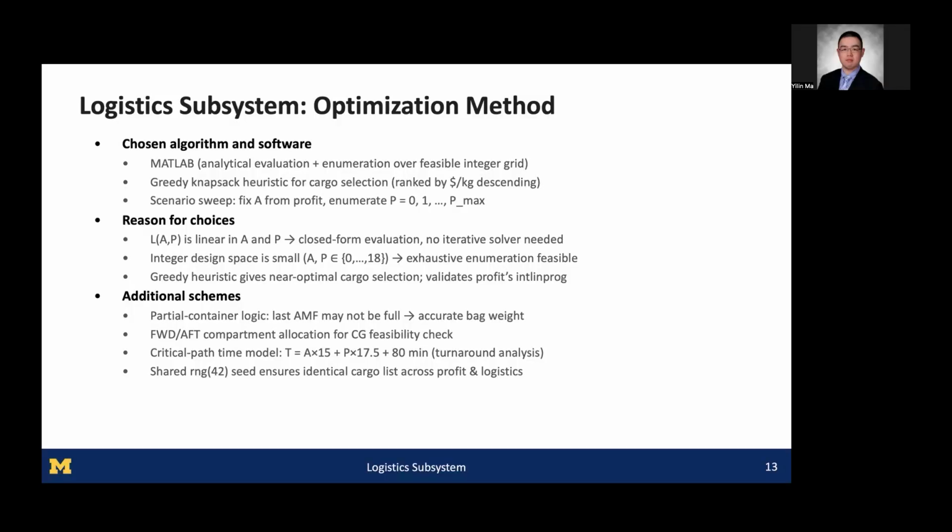We enumerate all feasible integral combinations of A and P in MATLAB, filters and hybrid points, so no iterative solver is needed. Cargo selection uses a greedy heuristic ranked by dollar per kilogram, which matches the profit subsystem's integer linear program solution exactly.